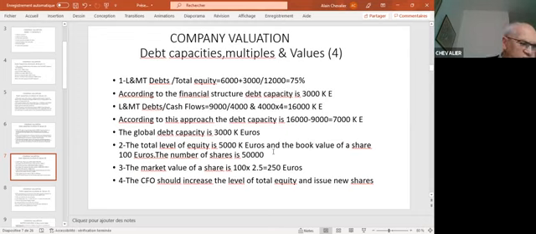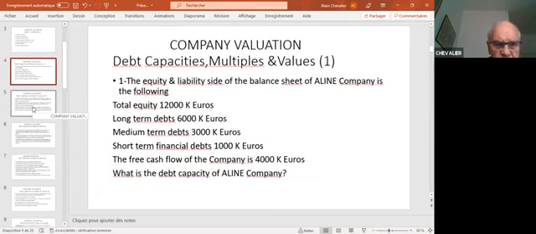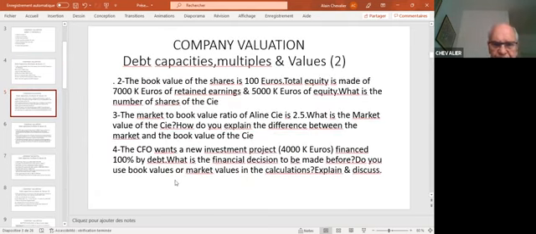So this is for question 3. Question 2 and question 3 are done, so let's go back to question 4. Question 4 is a bit different from the preceding one. The CFO wants new investment projects financed 100% by debt. And this project is a 4,000 euros project.